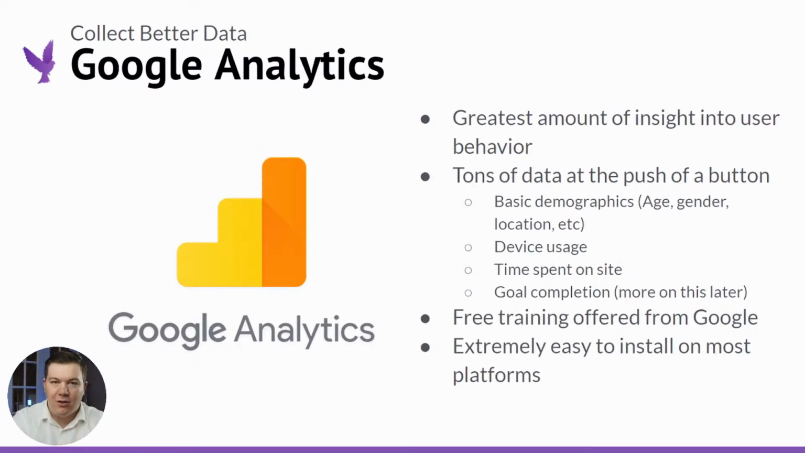Analytics, specifically from Google, because you can get analytics anywhere, delivers the greatest amount of insight into user behavior. So what does that mean? Basically, you can see the normal stuff that you'll get from a Facebook pixel or things like that, where you get your basic demographics: age, gender, location, sometimes even device. It depends on the tag. But Google Analytics takes it a little bit farther. So you can get time spent on site, goal completion, which, as you see there, we're going to talk about a little bit later.